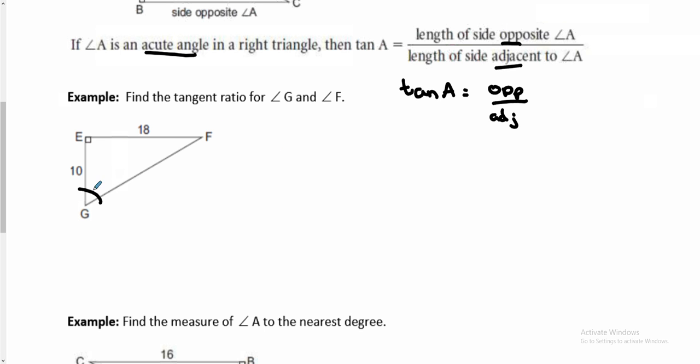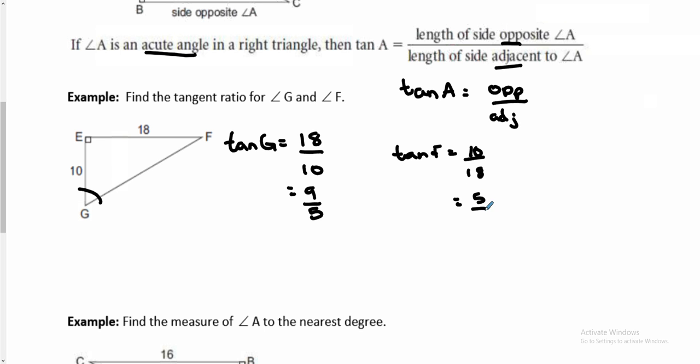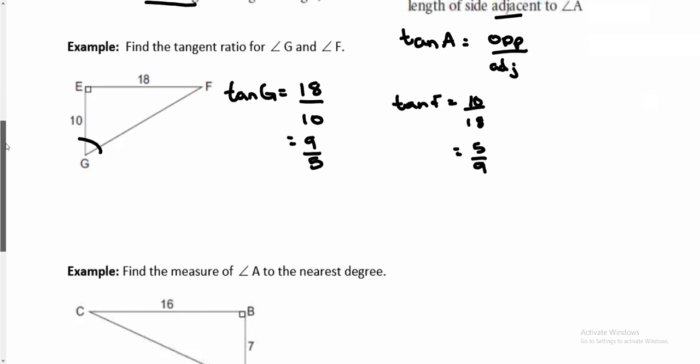So let's start with angle G. If we're looking for tangent of G, our opposite is 18, our adjacent is 10, which simplifies to 9 over 5. If we were looking at tangent of F, that should be 10 over 18, which gives us 5 over 9. And these should be inverses of each other, the same value, just flipped.